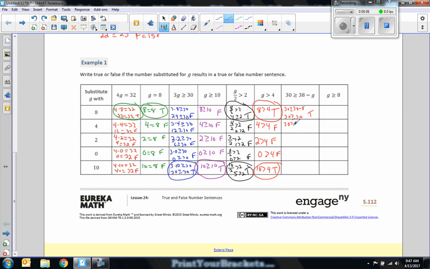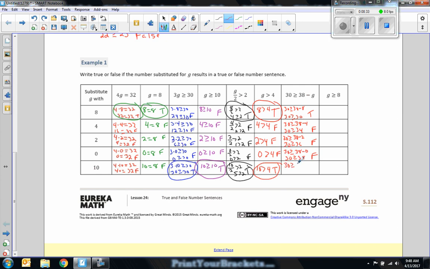30 greater than or equal to 38 minus 4. 30 greater than or equal to 34. False. 30 greater than or equal to 38 minus 2. 30 greater than or equal to 36. That is false. 30 greater than or equal to 38 minus 0. 30 greater than or equal to 38 is false.